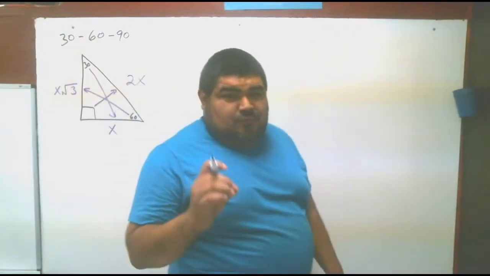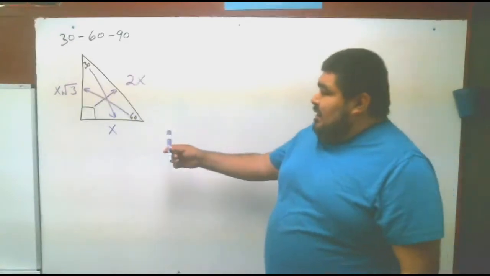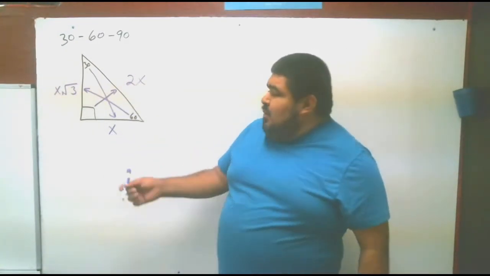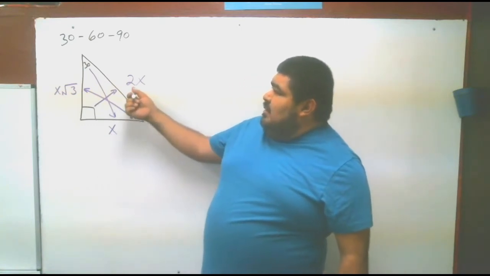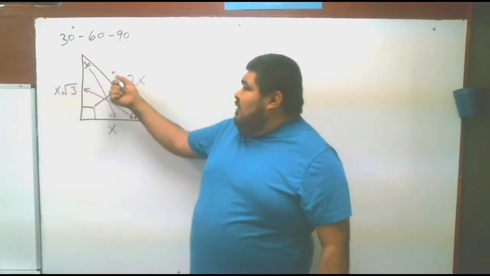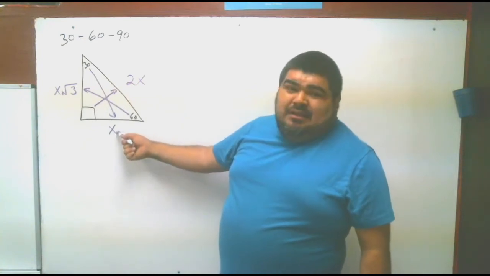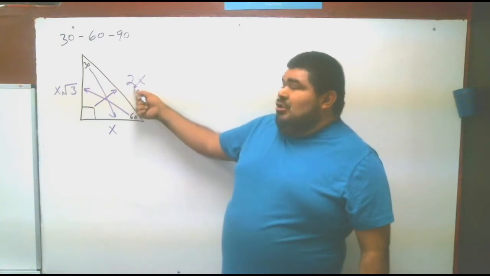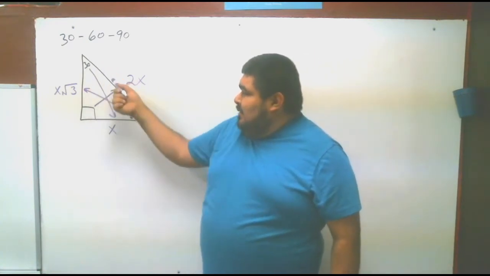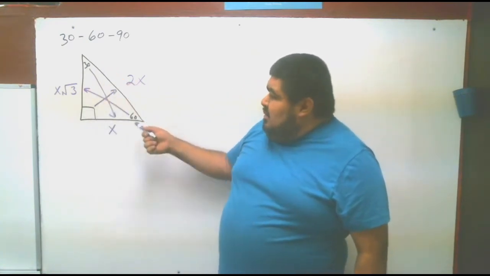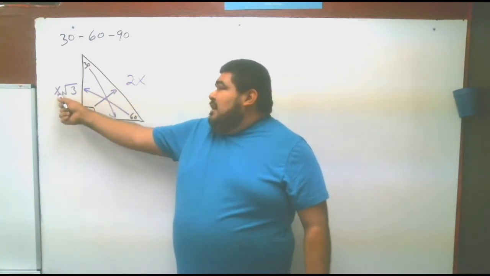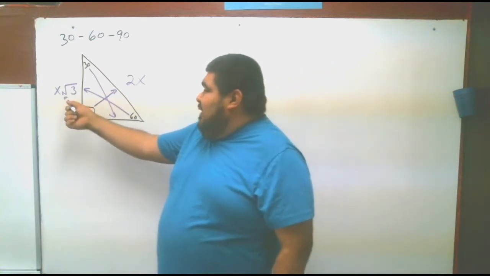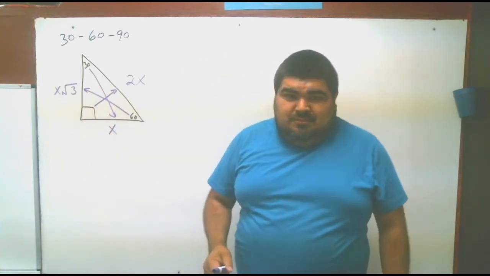So for example, let's say x was 5. If we wanted to know the measurement of the hypotenuse, it is x times 2. So if x is 5, then 2 times 5 is 10. On the other side, it's times radical of 3. Since the number is a full number, it'll be 5 radical of 3.